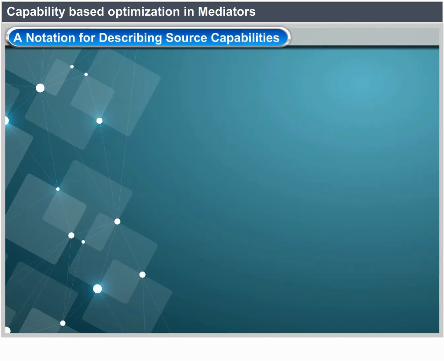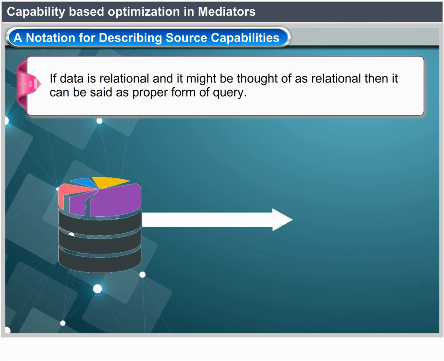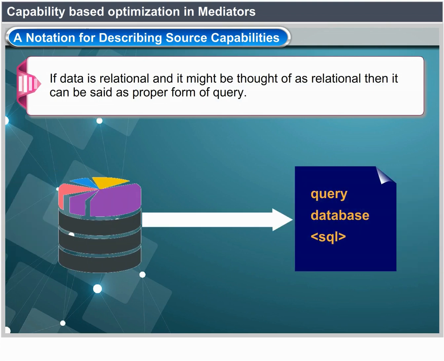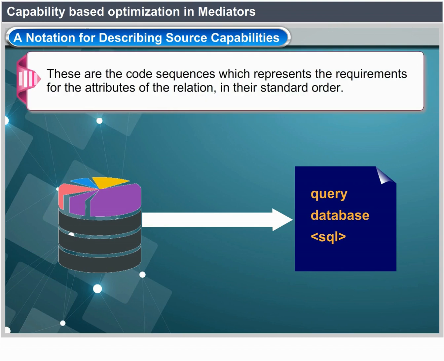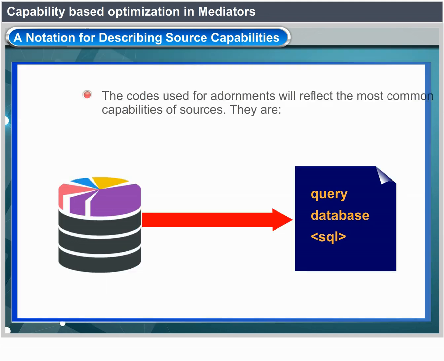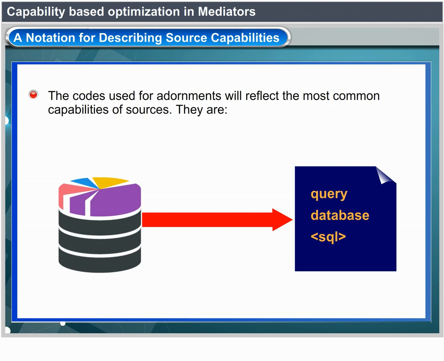A notation for describing source capabilities. If data is relational or may be thought of as relational, then we can describe the legal form of queries by domains. These are sequences of codes that represent the requirements for the attributes of the relation in their standard order. The codes we shall use for our domains reflect the most common capabilities of sources.